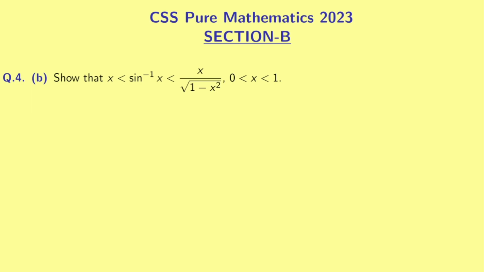This is section B, and we are going to solve question 4, item B. It asks us to show that x is less than sine inverse x, which is less than x over the square root of 1 minus x squared, for all x greater than 0 and smaller than 1. As we will see, in order to solve this problem, we can use the mean value theorem, which we are going to recall in a bit.